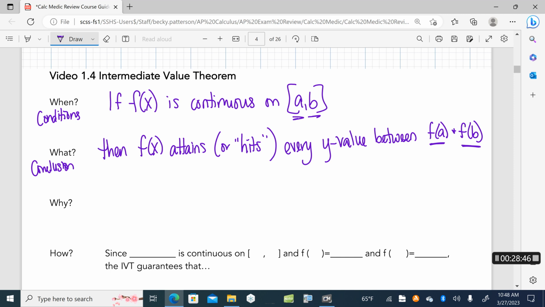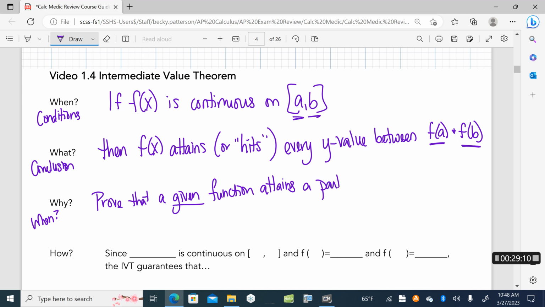So the why is, when will we use it? We will use it when they tell us to prove that a given, and that's important, function attains a particular value. Prove that you were 5 feet tall at some point.